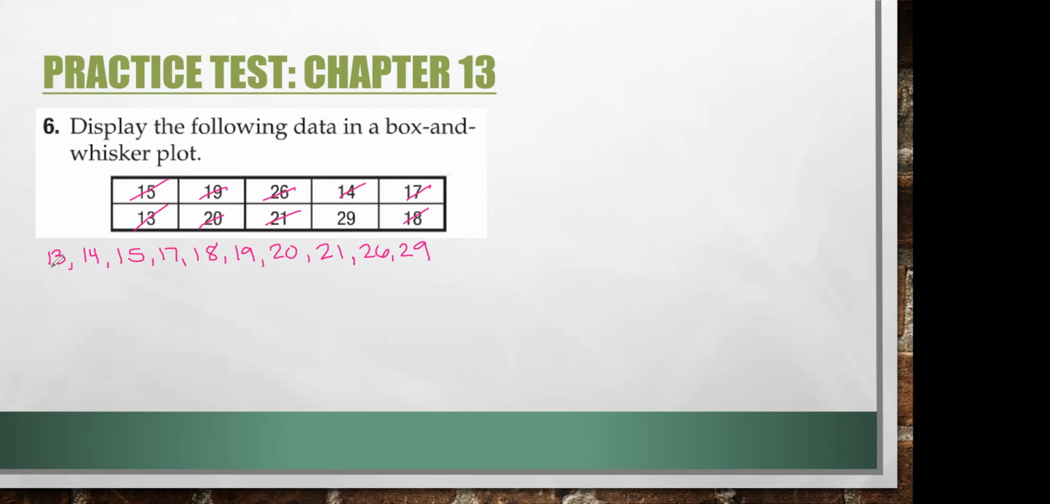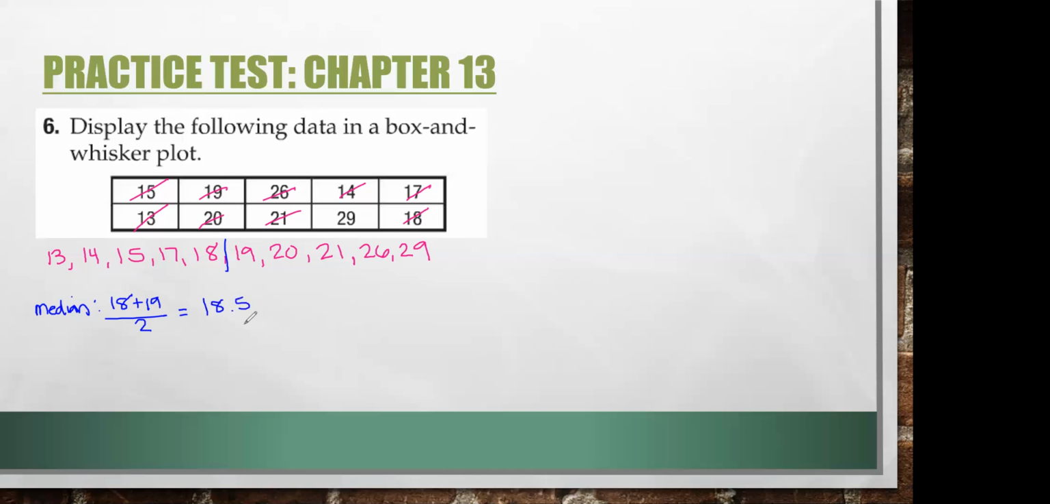Okay, so then for a box and whisker plot, I need the median, right? The middle value. So I have 1, 2, 3, 4, 5, 6, 7, 8, 9, 10 sets of data. Okay, so I don't have an exact middle value. I'm going to have 5 pieces of data on the lower end, and then 5 pieces of data on the upper end. So my median is going to be 18 and 19 divided by 2, the average of those two, which would be 18 and a half, okay?